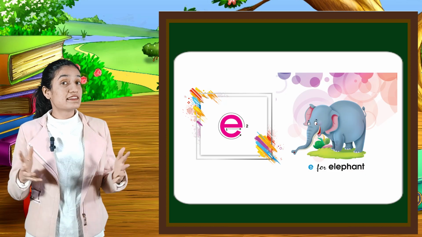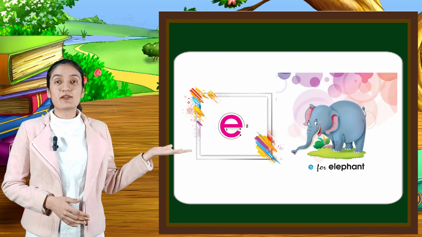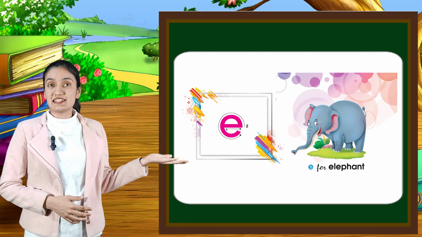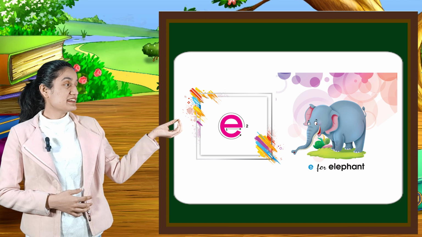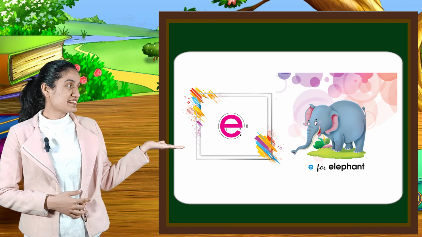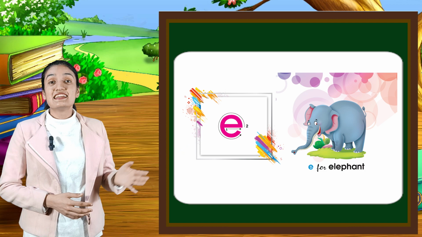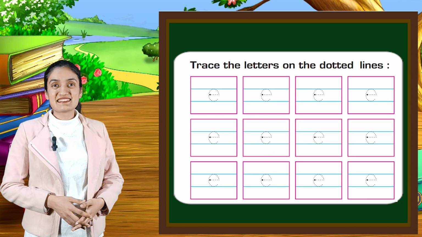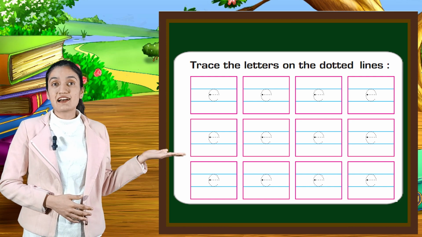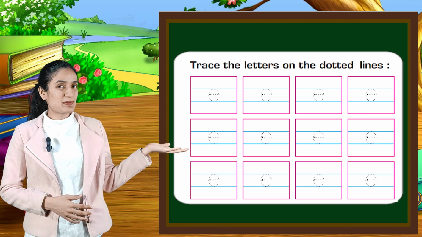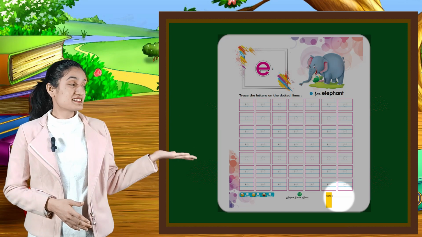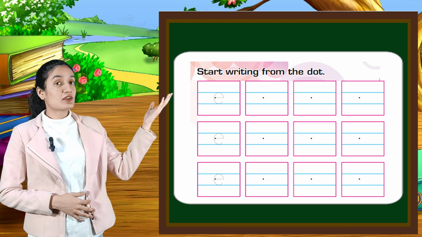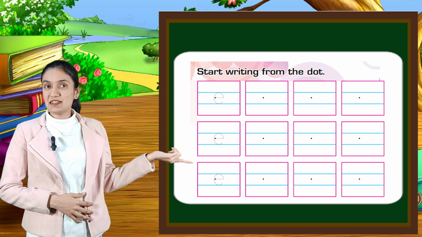Now kids, next letter is small e. How to draw E? Draw a half circle again and draw a small line along with it. Like here, you can see it's E. E for elephant. Trace the letters on the dotted lines. So बच्चों, यहाँ पे उसी तरह हमें dots को join कर E बनाना है. And write here date. Start writing from the dot. In the same way, dot से शुरू करके आपको E बनाना है.